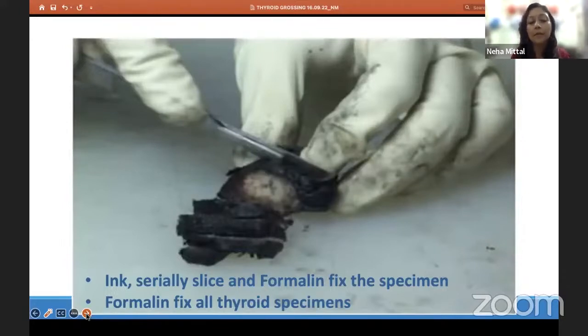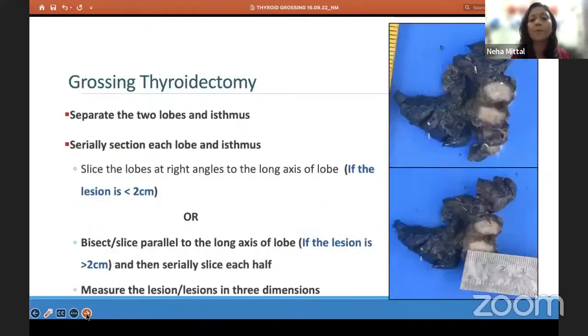Always remember that nuclear features are an artifact of fixation. If the specimen is not fixed properly, the nuclear features may not be well developed. So always fix all your specimens. And that is why I said, when you serially slice, do not separate. Separate when you are final grossing the specimen. So when you're grossing it finally the next day after fixation of around 24 hours, then separate the two lobes and the isthmus. Serially slice each lobe and isthmus.